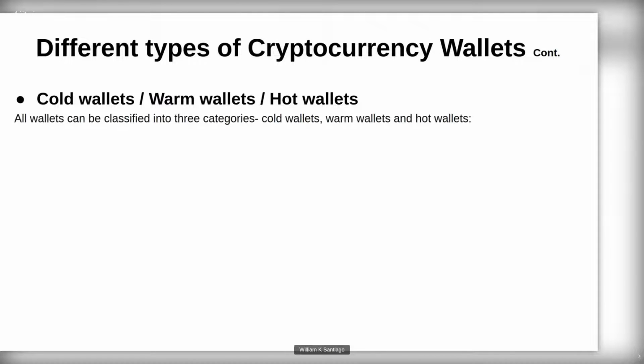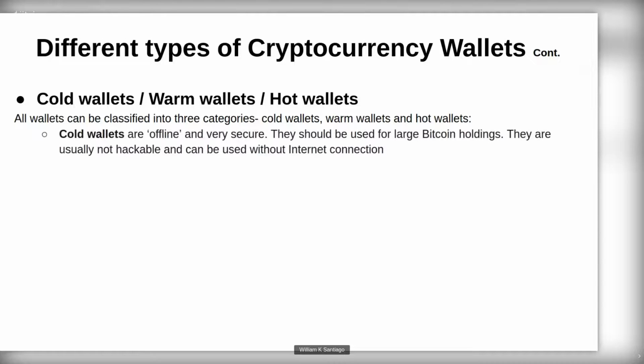You also have another type of cryptocurrency wallets, which are cold wallets, warm wallets, and finally hot wallets. These are all different categories of wallets. So let's start talking about what is a cold wallet. A cold wallet is an offline, very secure type of wallet where basically your private keys are offline. They're not connected to the internet.